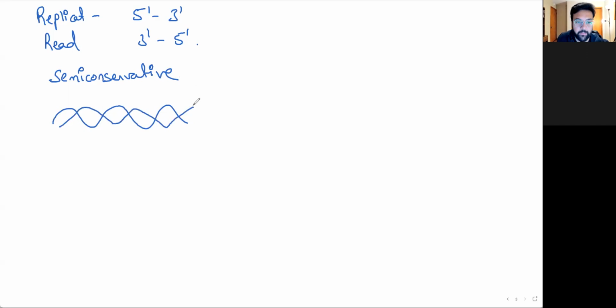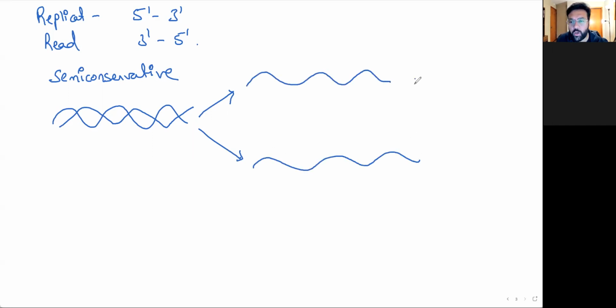So if I say this is the blue DNA, which is also called the parent DNA, when it replicates, it's going to separate into two strands. Let's say this is one strand and this is the other strand. These are the old ones. Now I'm going to make one new strand which is complementary to the old. So when you make a new DNA, one strand is old and the other strand is new.